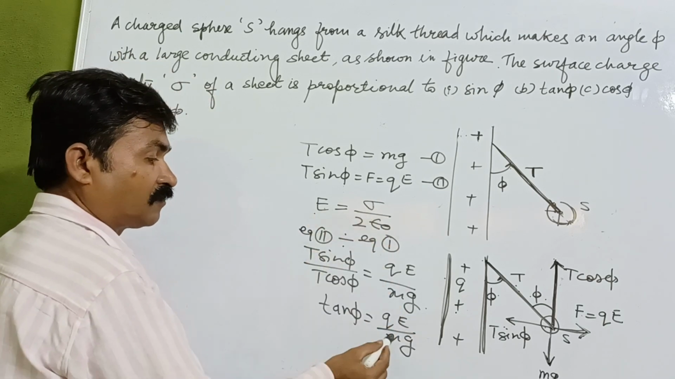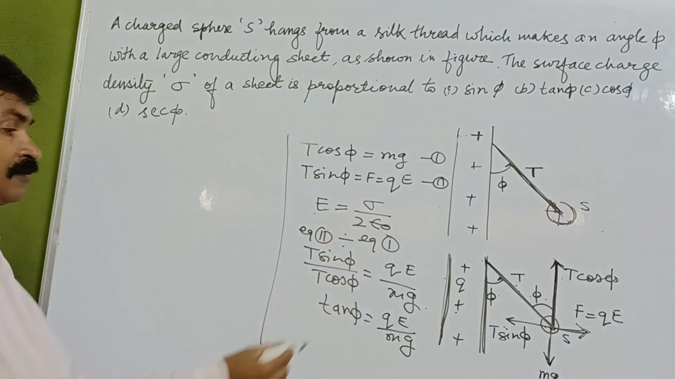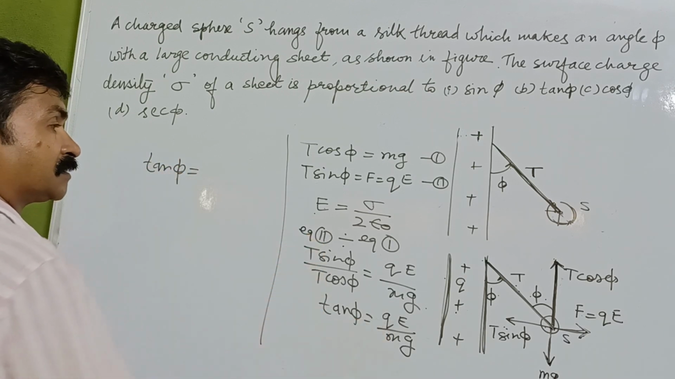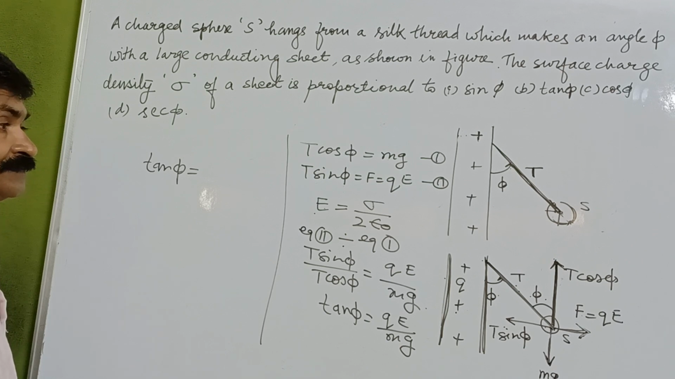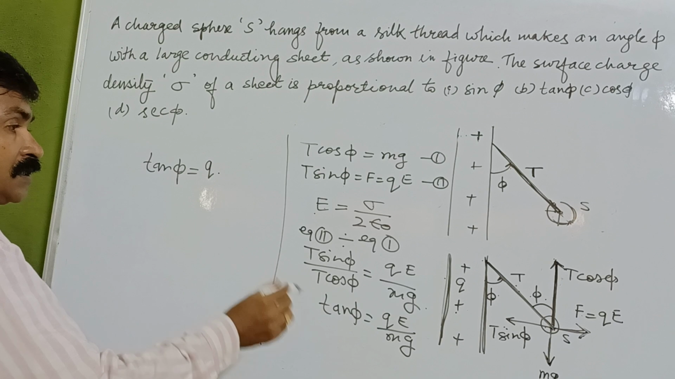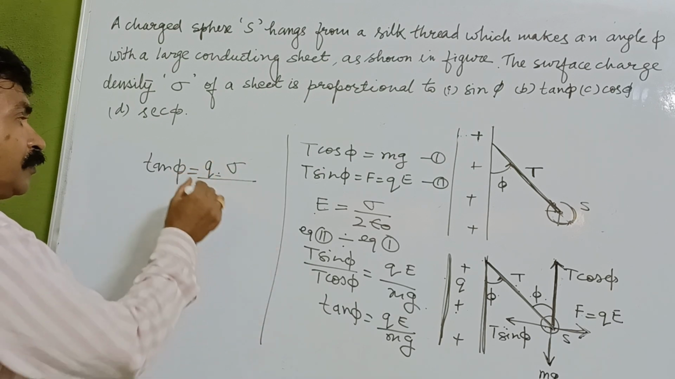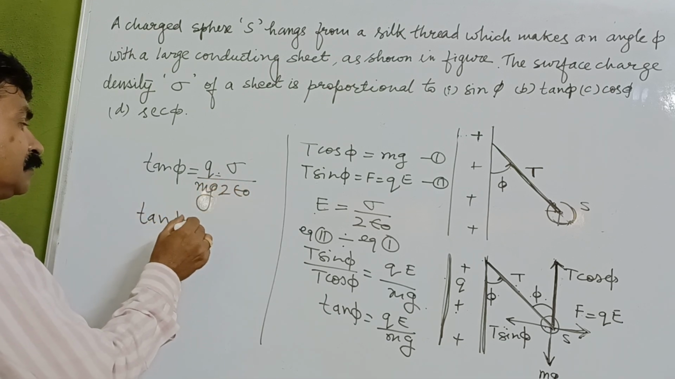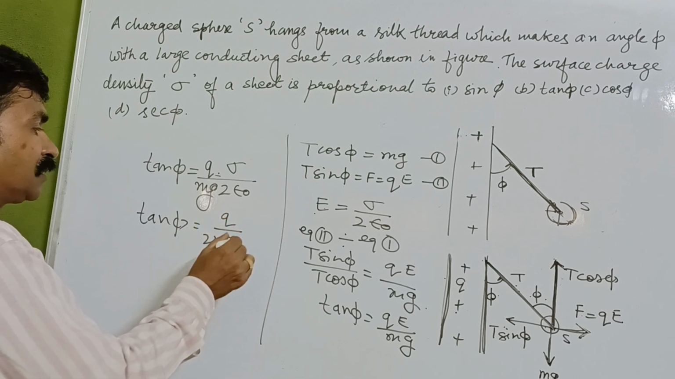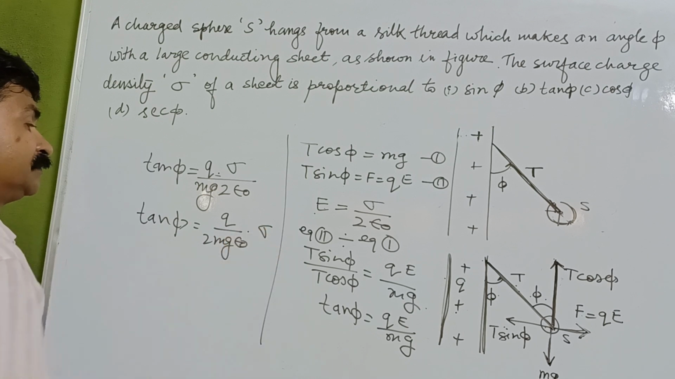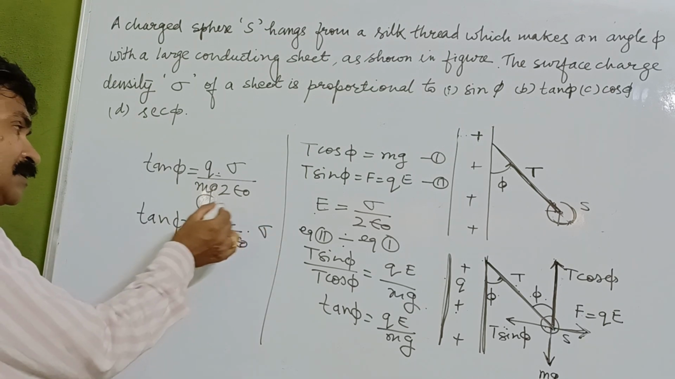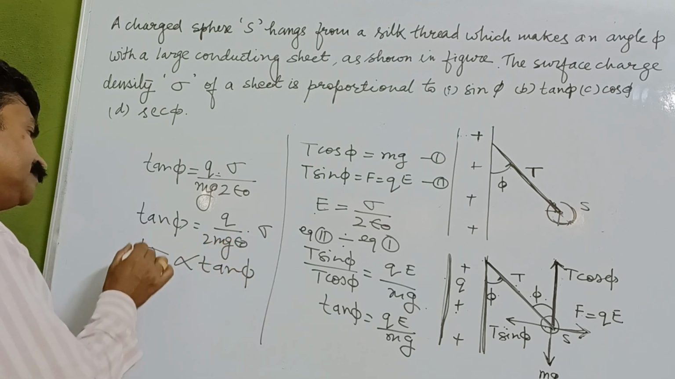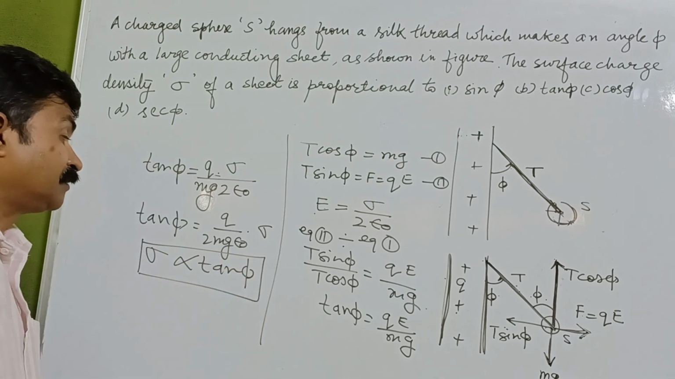Now you know that E is equal to sigma upon 2 epsilon naught. So we can substitute: tan phi is equal to Q E, that is sigma upon 2 epsilon naught, over mg. So tan phi is equal to Q upon 2 mg epsilon naught into sigma. Now these are constant values, so sigma is directly proportional to tan phi.